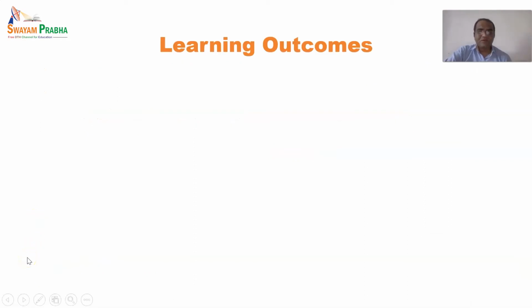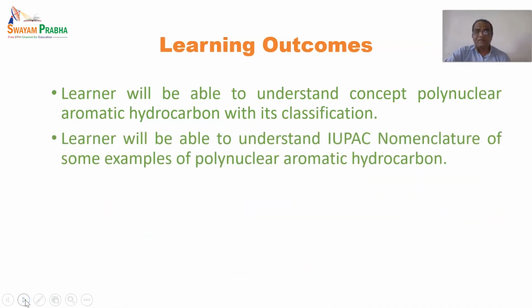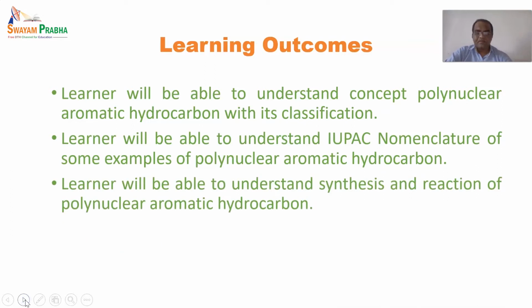We will first see the learning outcomes of this session. Learner will be able to understand the concept of polynuclear aromatic hydrocarbon with its classification. Learner will be able to understand IUPAC nomenclature of some examples of polynuclear aromatic hydrocarbons. In this session we will see only 3 polynuclear aromatic hydrocarbons, and in the next lecture we will see 2 more polynuclear aromatic hydrocarbons and some relevant derivatives of this IUPAC nomenclature.